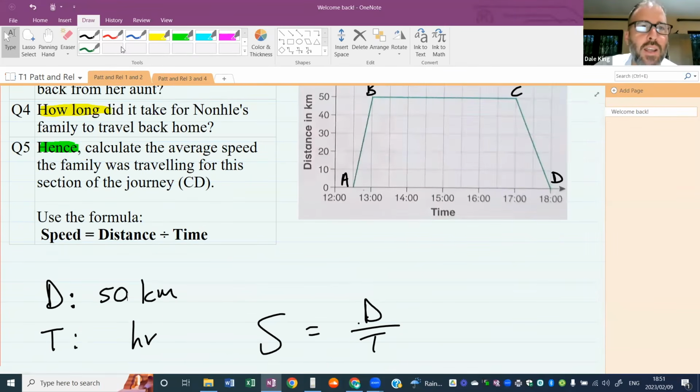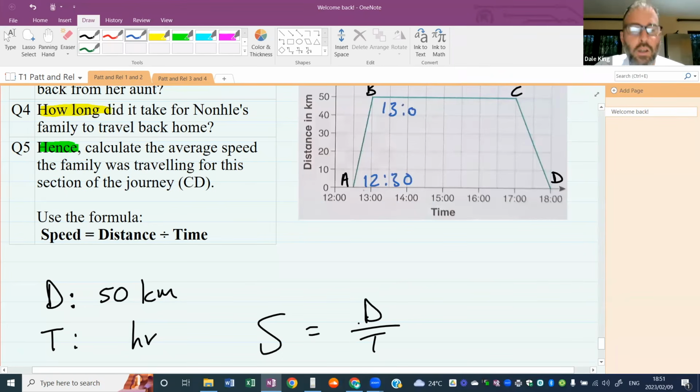And like Pabalo said, it's from 12:30 to 1 o'clock. Okay. So at A, the time was 12:30, and at B, the time was 1 o'clock. Now, you guys will look at that and say, it's 30 minutes straight away. Yes, it is 30 minutes. You're absolutely right. But how much of an hour is 30 minutes?